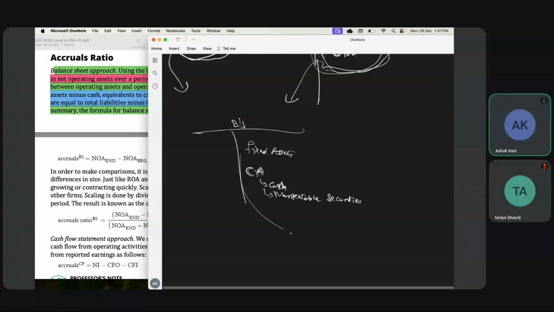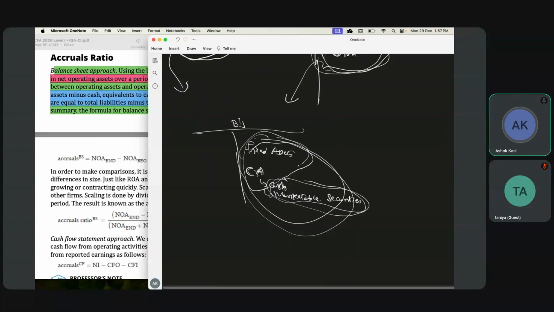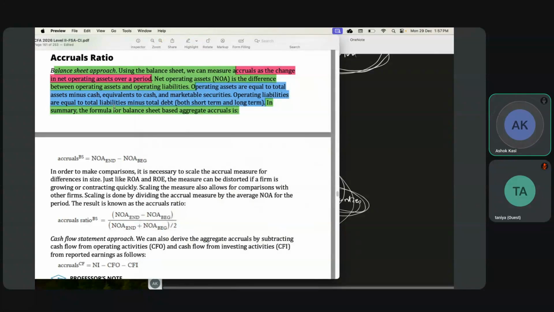Out of all this, you are basically employing all these things in your business, except this cash and marketable securities, because it is there with you. Rest all you have invested. This cash is in the form of cash only with you. Rest all, you used cash to buy for your business. So operating assets are equal to total assets minus cash equivalents and marketable securities.